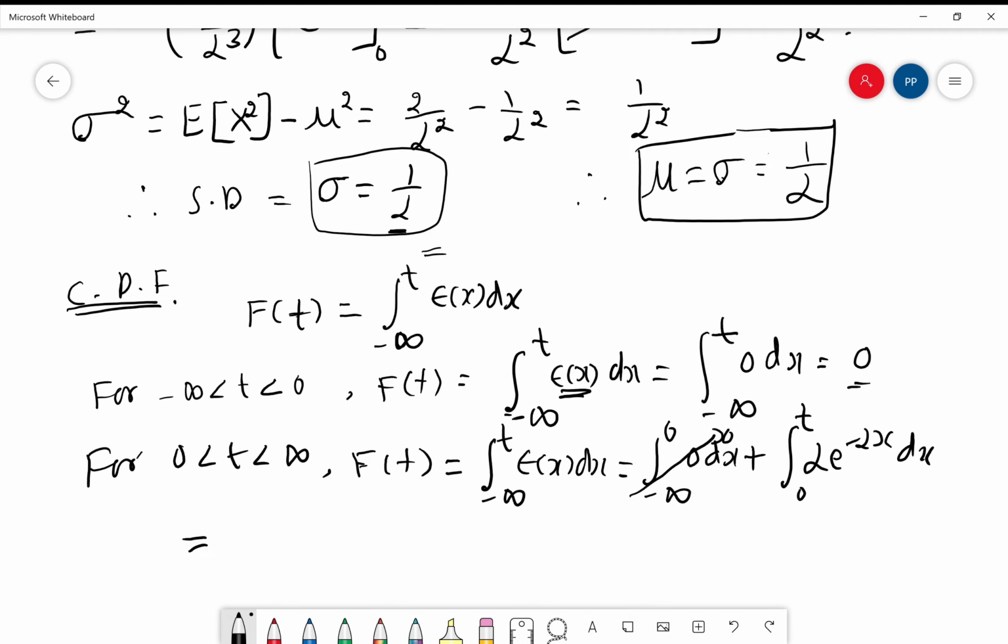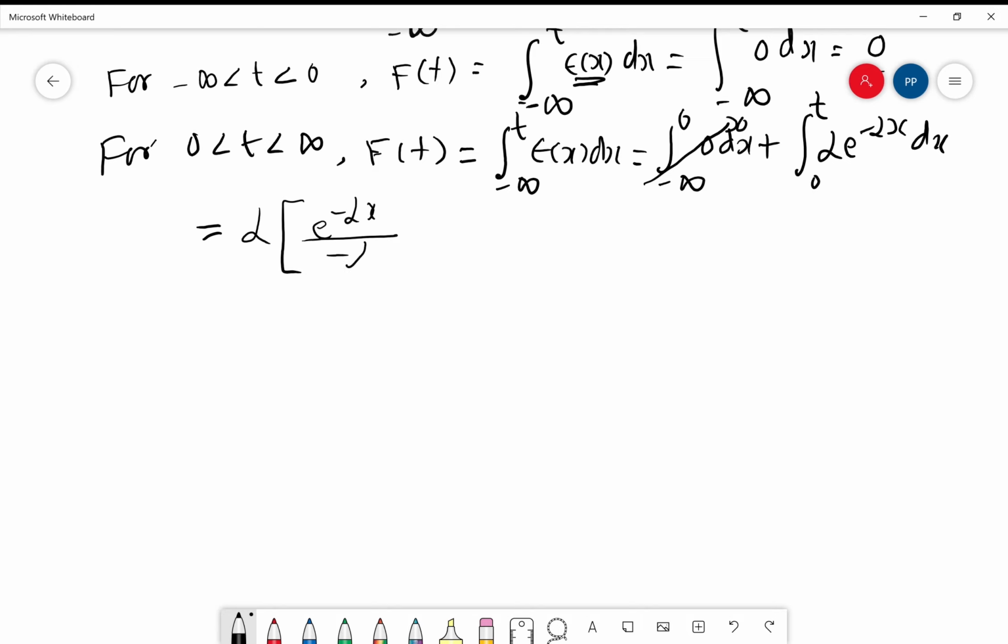Integrating e power minus alpha x, you are getting e power minus alpha x by minus alpha between limits 0 and t. So alpha alpha cancels, so we are left with minus 1 in the denominator. Put x equals t, you are getting e power minus alpha t, minus put x equals 0, you are getting e power 0. And e power 0 is 1. Multiplying both numerator and denominator by minus 1 to get rid of the negative sign, this becomes positive, this becomes negative. Therefore, you are getting 1 minus e to the power of minus alpha t.